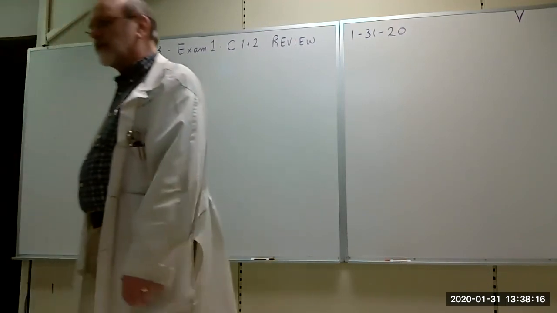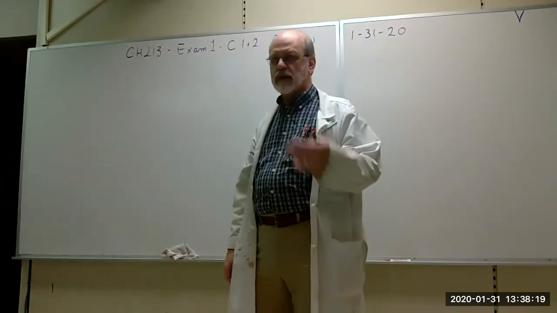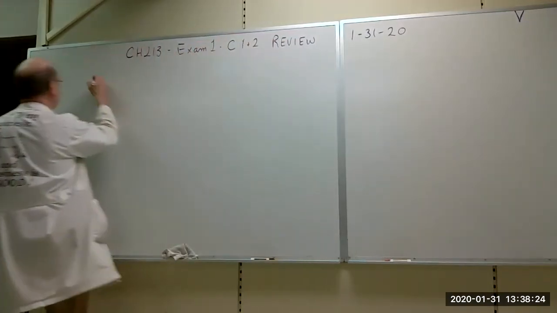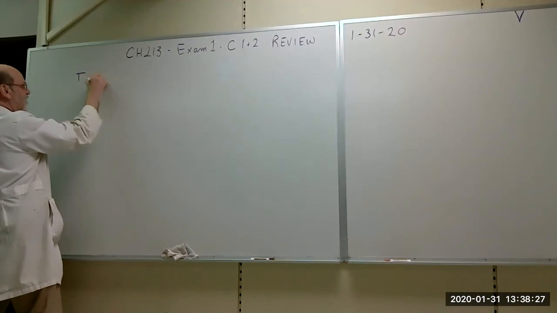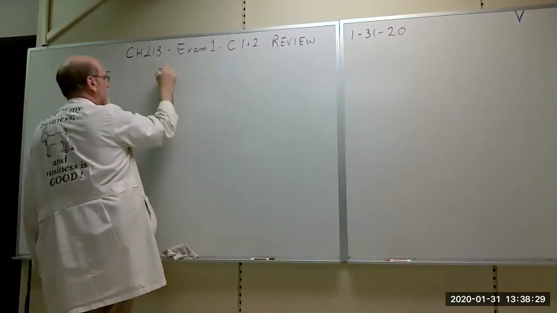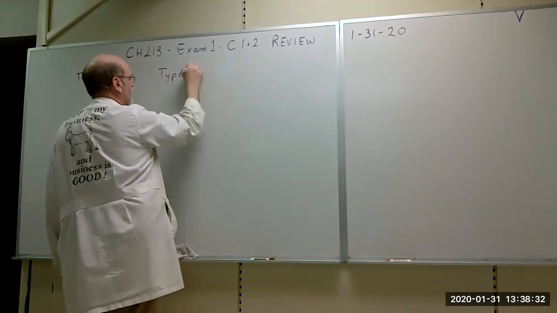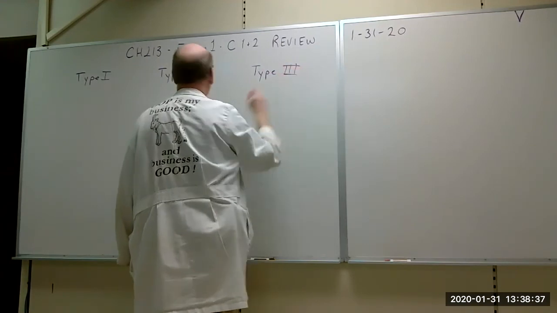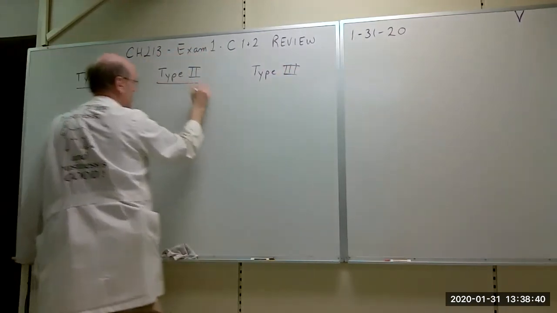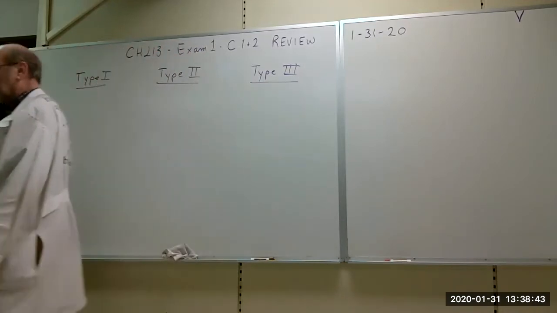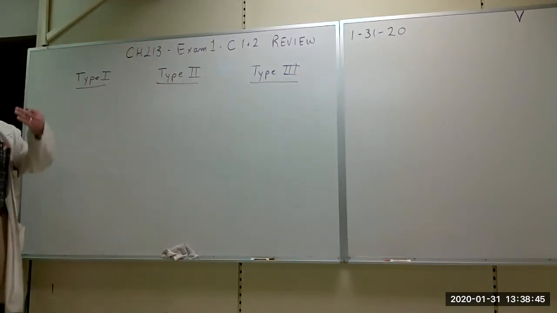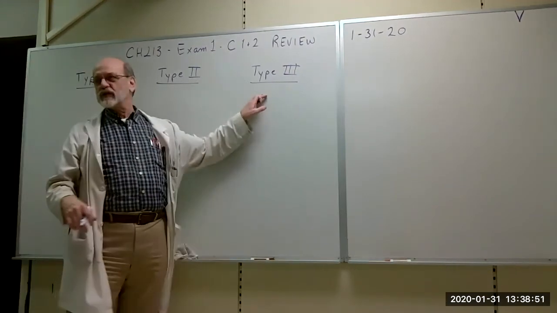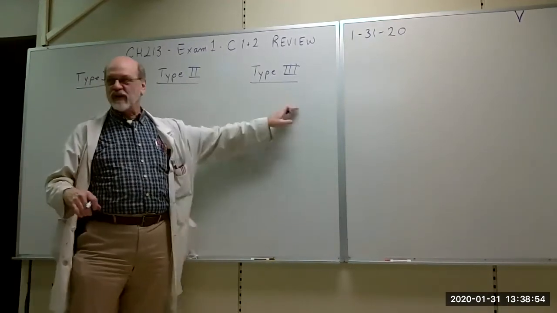Are you comfortable with naming conventions? Type 1, type 2, type 3. Want to review that? Okay. Type 1, type 2, and type 3 compounds. These conventions are used for binary compounds. You have cation, anion, or in this case pseudo-cation and anion, because these are all covalent bonds.